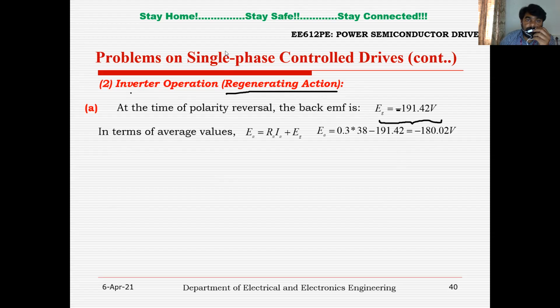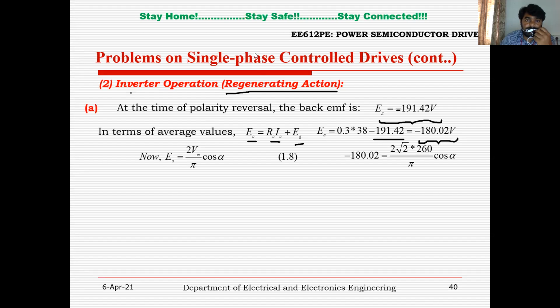So now you know the terminal voltage equation. It is EA equal to IARA plus EG. So now EG it is minus 191.42. We know RA is 0.3, IA is 38. Then we will get the terminal voltage during regenerative action is 191.02 volts, right?